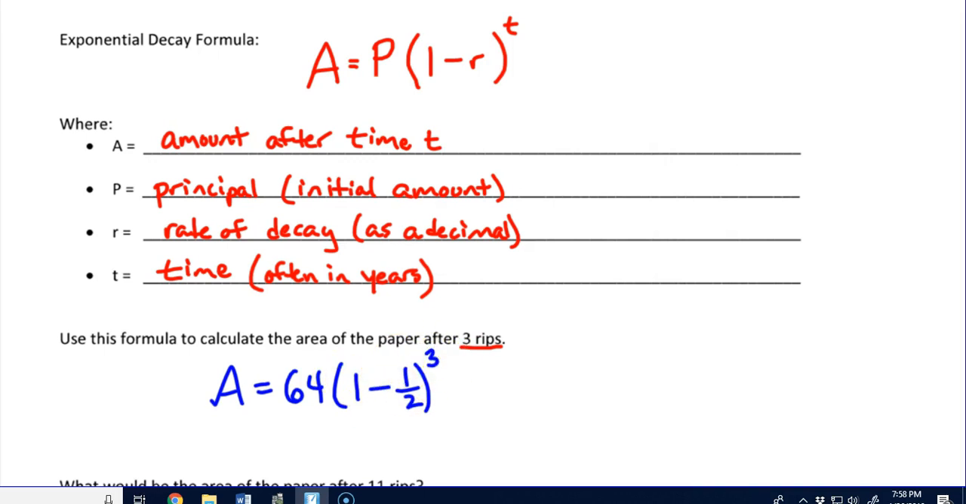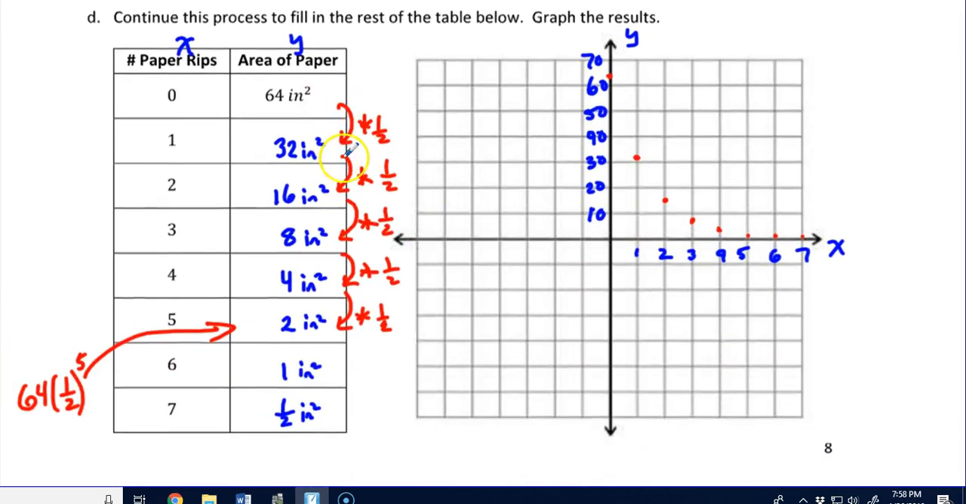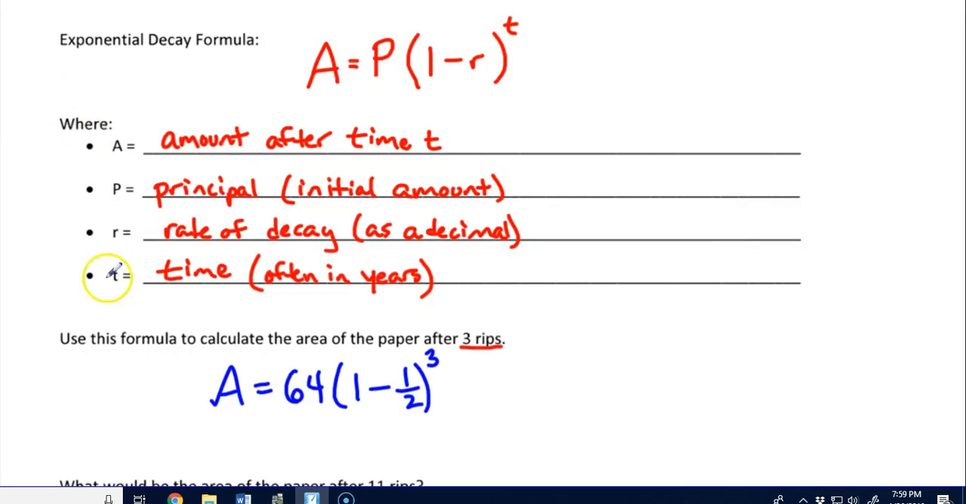because we did that 3 times. Let's just keep coming back to our table here, because I think this table made a lot of sense to you. 1, 2, 3 times we multiplied by half. That can be written as an exponent, half to the 3rd, as long as I have it in parentheses. You could have also done 0.5 to the 3rd, right? So let me just crank this out. 64 times half to the 3rd. Pop that into the calculator. Turns out it is 8 inches squared.